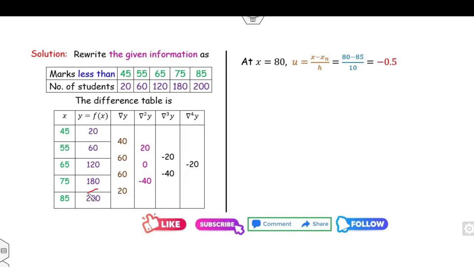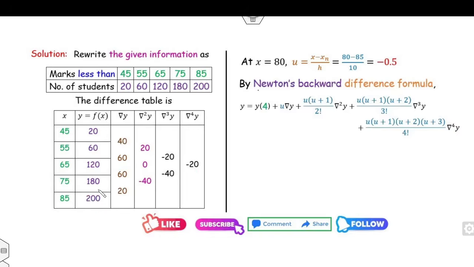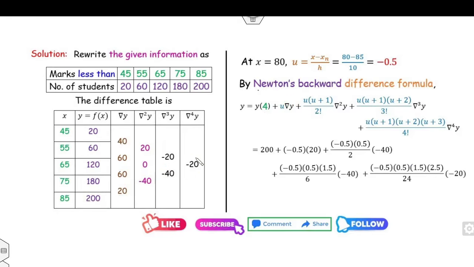Then again I can use the last row. I can substitute this value in the Newton backward difference formula. This is my x0, this is my x4. The corresponding value is my y4. I can substitute the value of y4 as 200, nabla of y, that is 20, then minus 40, and minus 20. After the calculation, you will get the answer as 198.